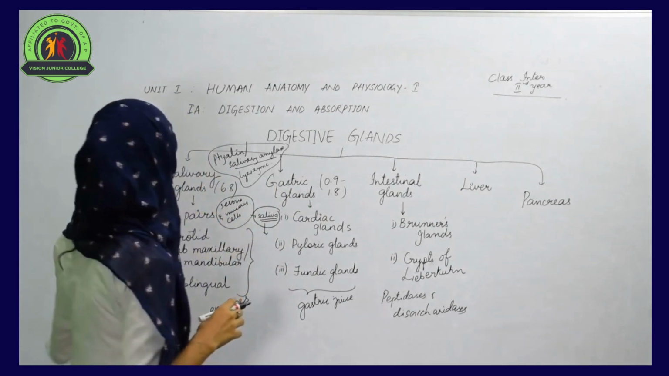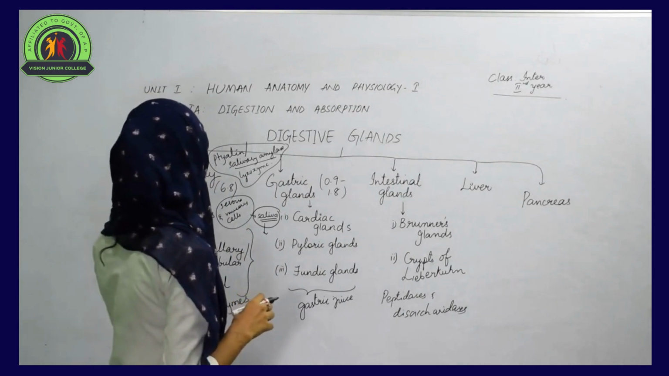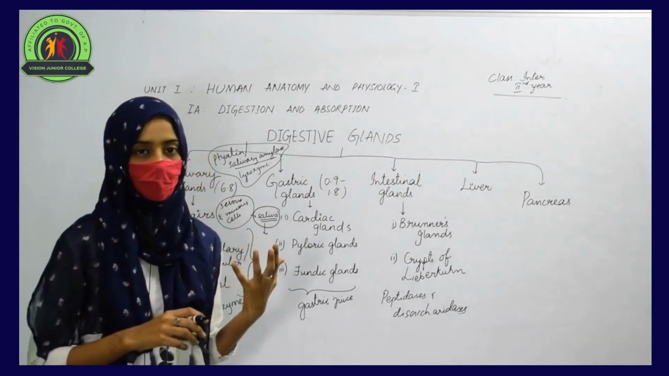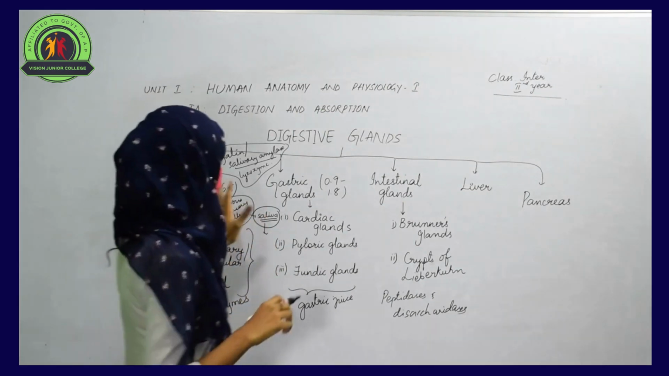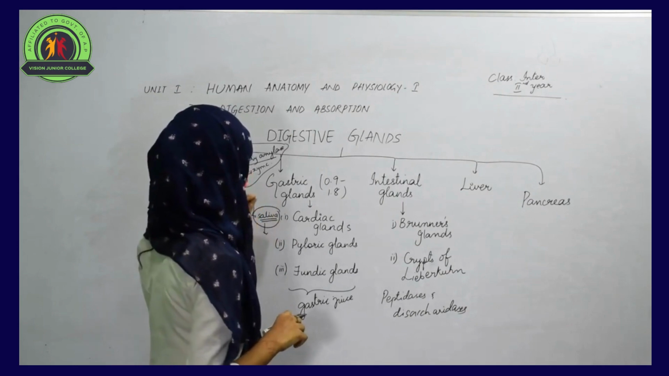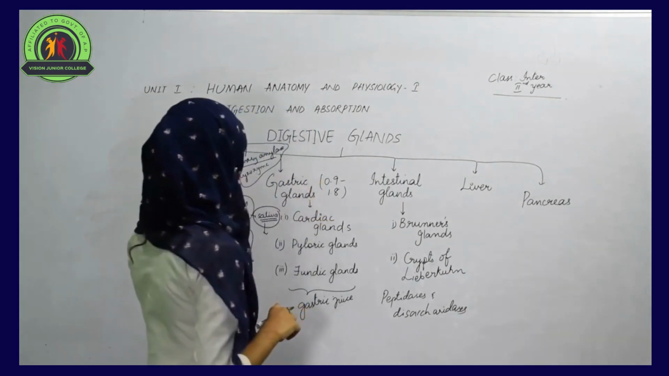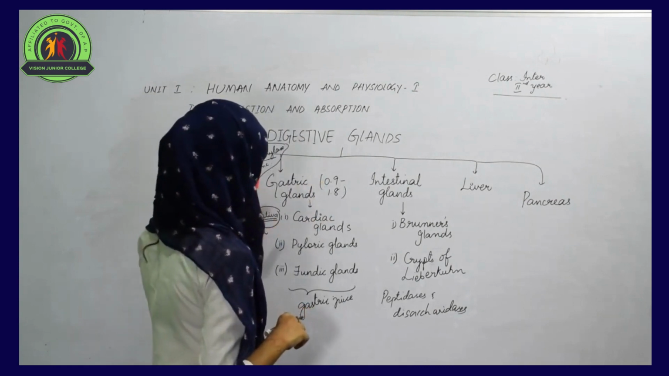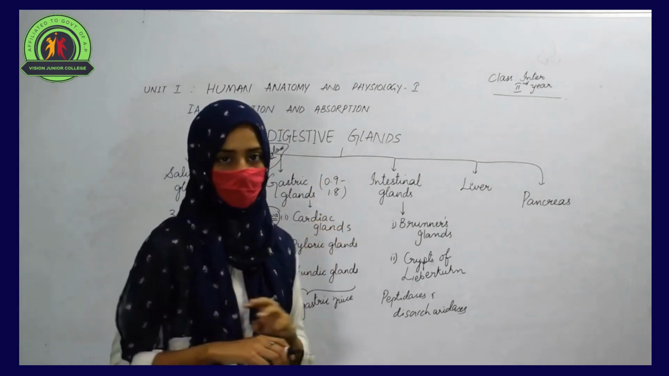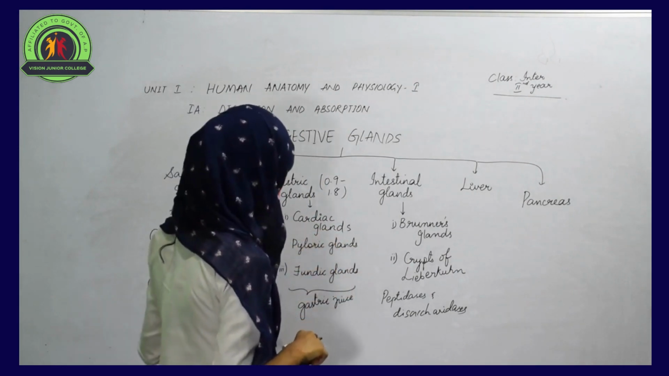So this is about the salivary glands, and the pH of saliva is about 6.8, or approximately 8. The next glands are the gastric glands. The pH of gastric glands ranges from 0.9 to 1.8. The gastric glands are again of 3 types: cardiac glands, pyloric glands, and fundic glands.